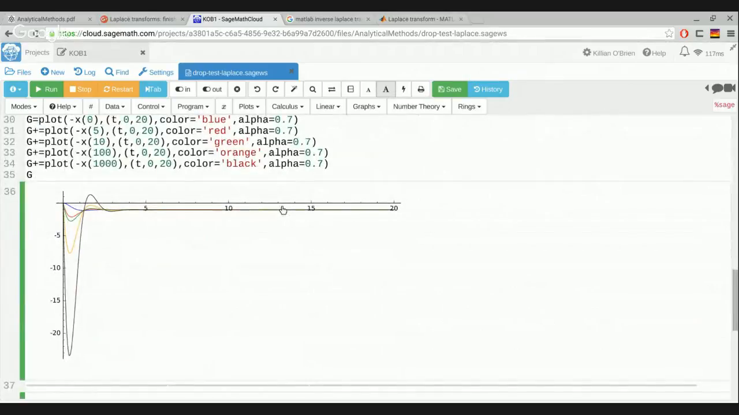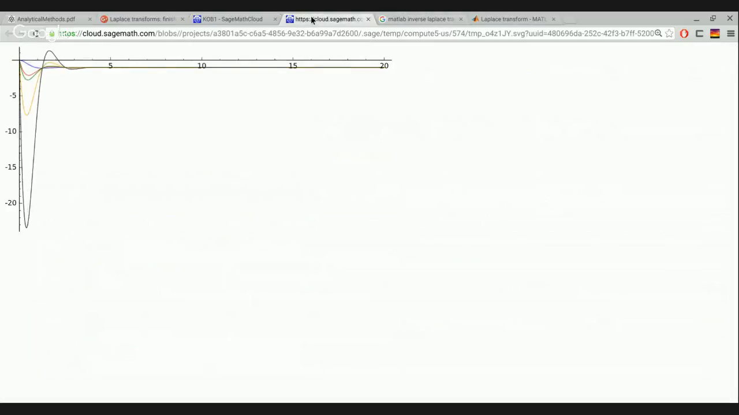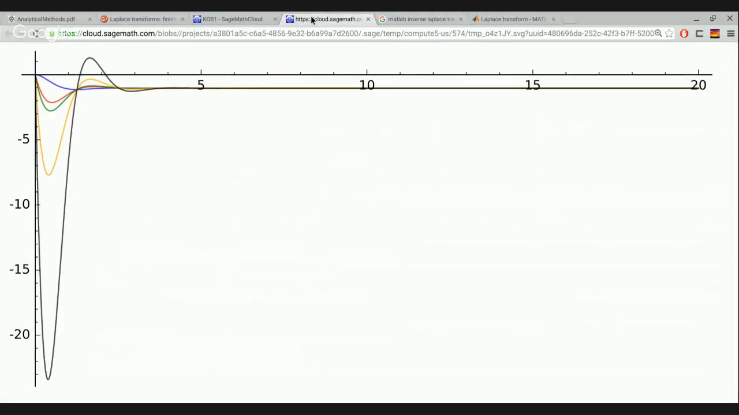So you can see here a range of different behaviors for dropping this thing from different heights. You can see they all end up settling down to the same level of -1 meter. That's just the natural squashing of the spring that the mass of the ship does when it's resting on the surface.